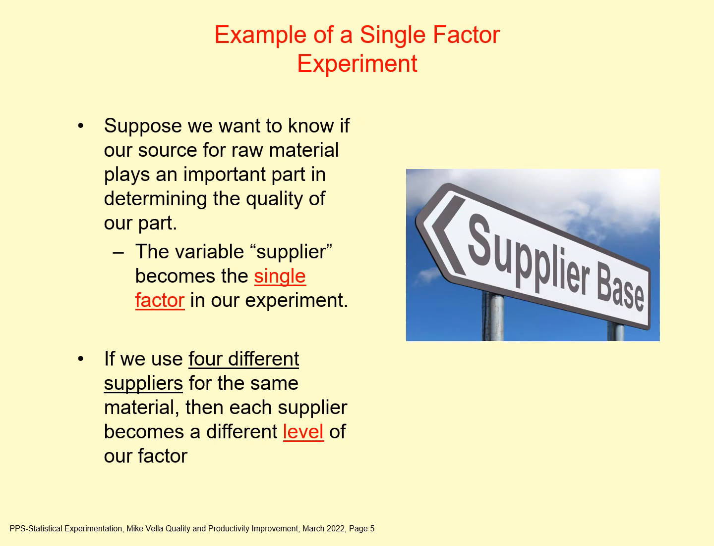An example of a single factor experiment is suppose that we want to know if our source for raw material plays an important part in determining the quality of our production. The variable supplier becomes the single factor in our experiment. If we use 4 different suppliers for the same material, then each supplier becomes a different level of our factor.